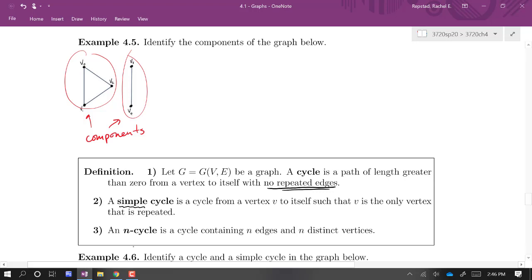When we talk about an n-cycle, we're just talking about the length of that cycle, a cycle of length n, which is the number of edges. And when it's a cycle, because you start and end at the same vertex, there's also n distinct vertices. So you repeat the starting and ending point, but there's still only n distinct vertices.